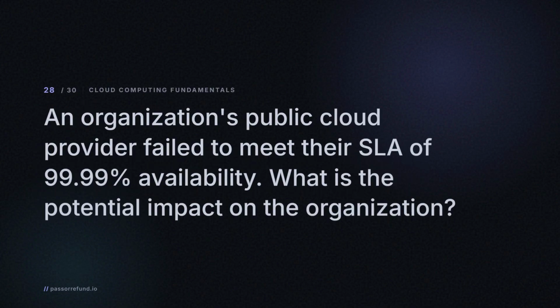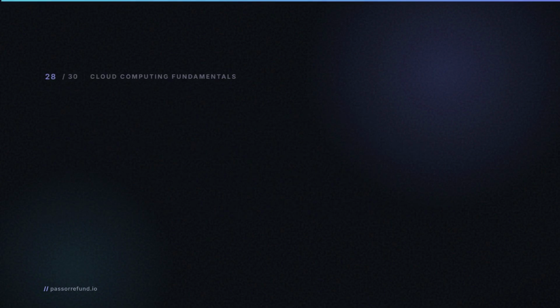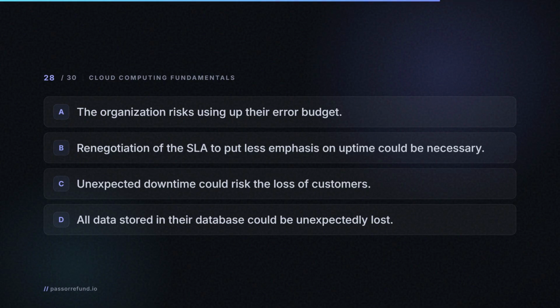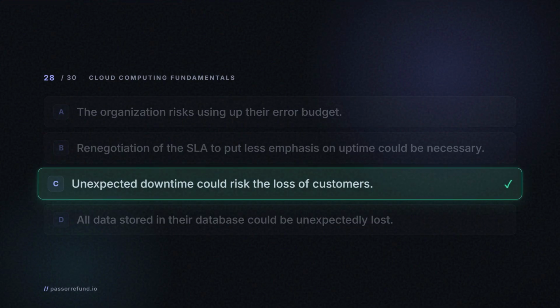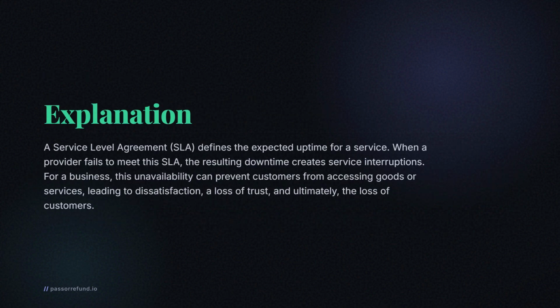Okay, let's see how you do with this. An organization's public cloud provider totally failed to meet their SLA of 99.99% availability. So, what's the potential impact on the organization? The answer is C. A service level agreement defines the expected uptime for a service.